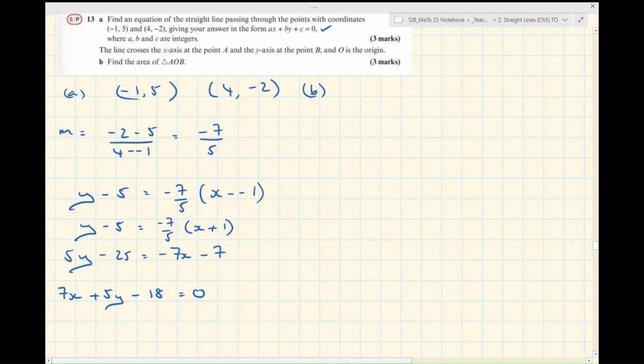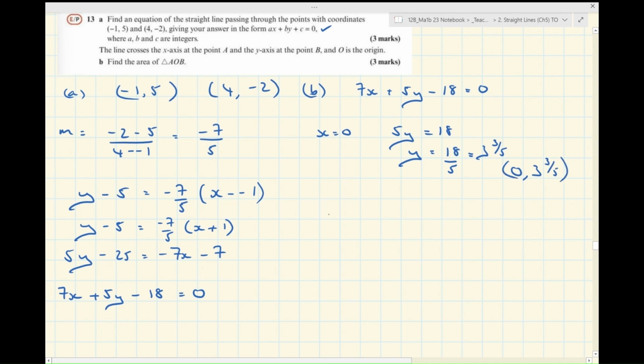Right, this line crosses the x-axis at point A and the y-axis at point B. Well, let's find those points, shall we? So the line we're dealing with, 7x plus 5y minus 18 equals 0. Let's see where it crosses the y-axis first. If x is 0, then 5y must be 18. So y must be 18 over 5, which is 3 3/5. So there's one of my points, 3 3/5.